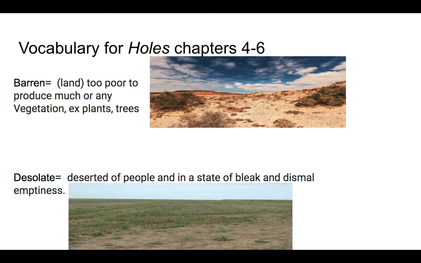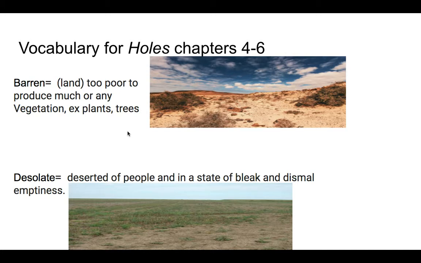All right, some vocabulary for chapters 4 through 6. One of the words you will encounter is barren, and when it refers to land, it is land that is too poor to produce much or any vegetation. It can't produce plants or trees. So this is kind of what the land would look like when it's barren, much like the Camp Green Lake.